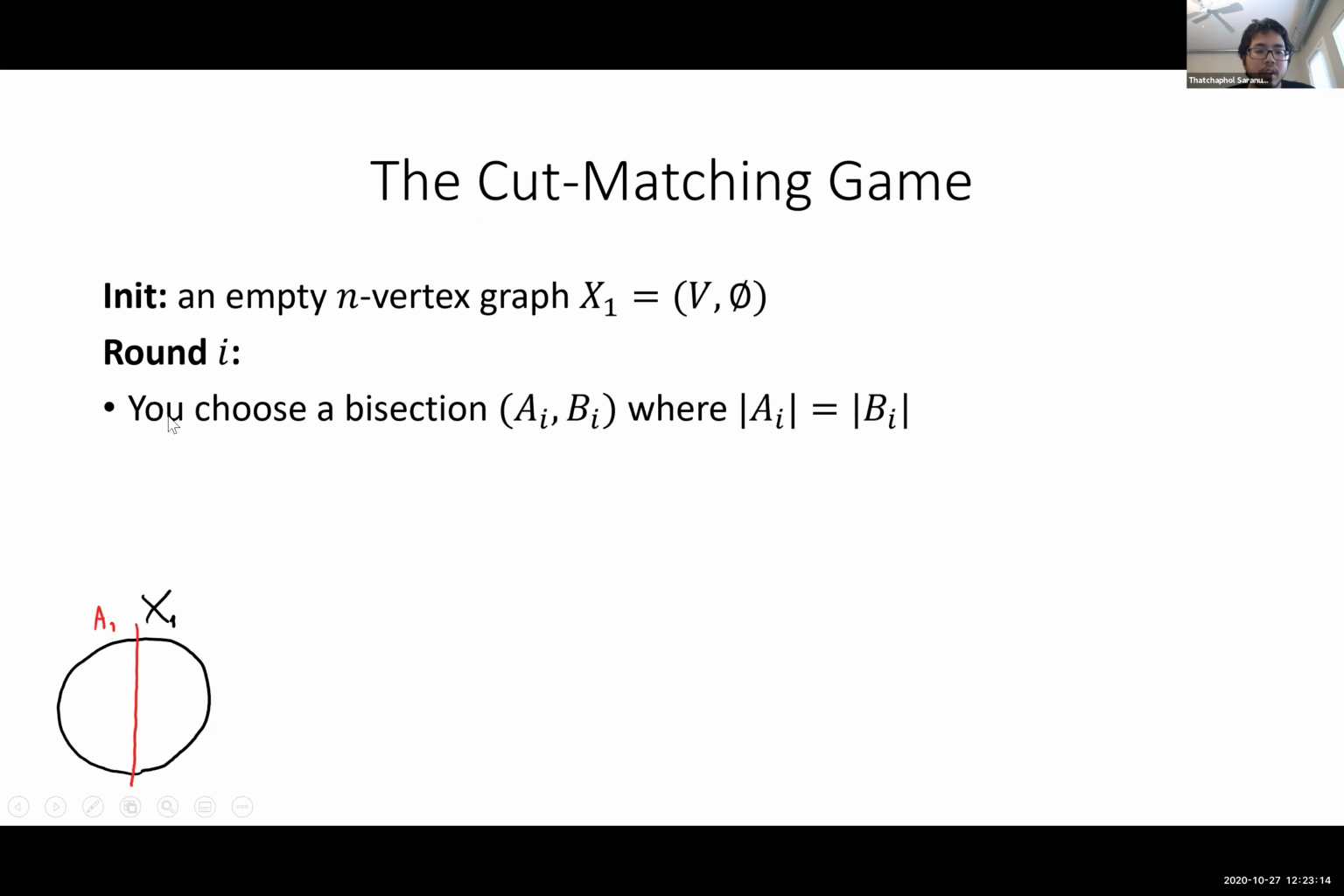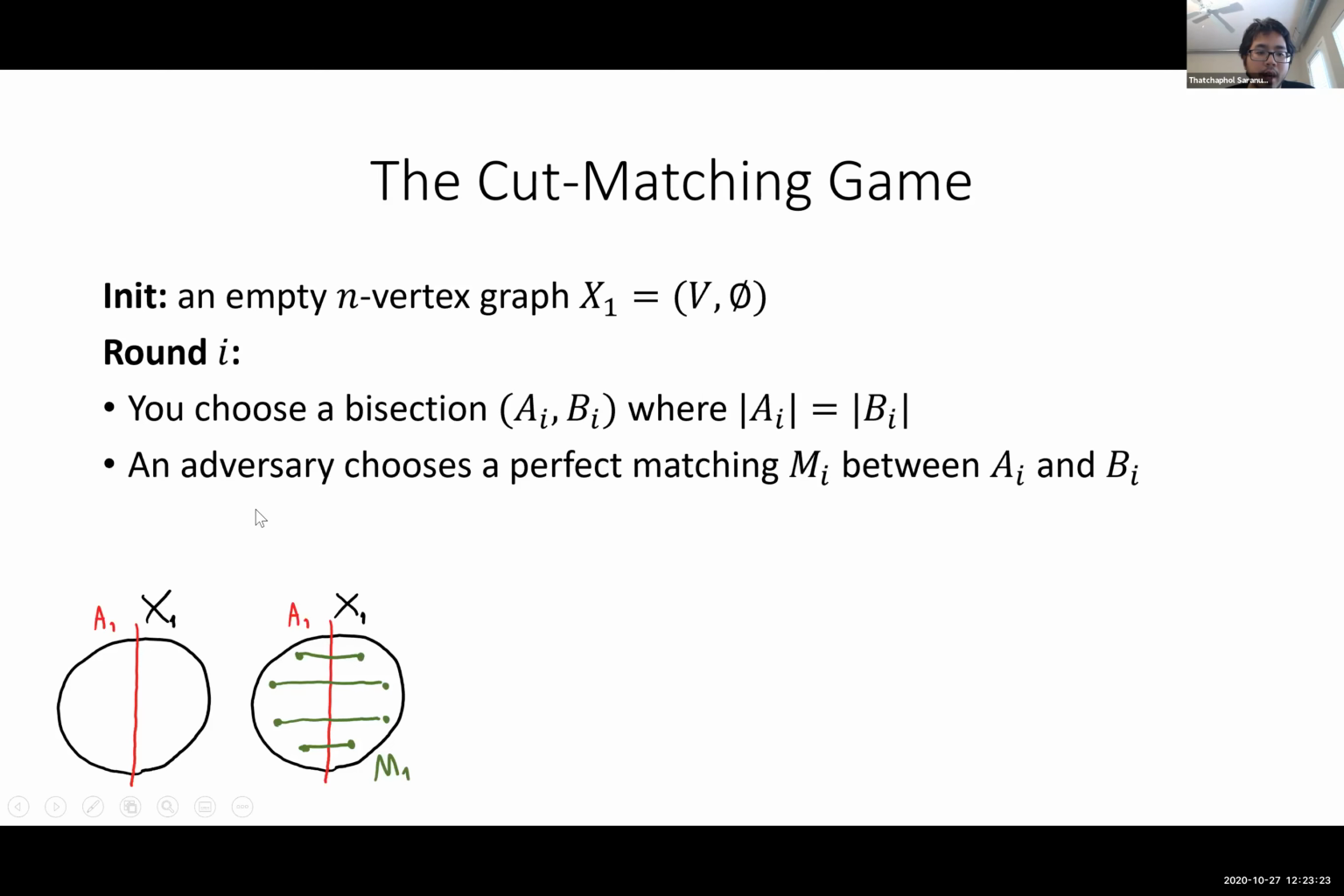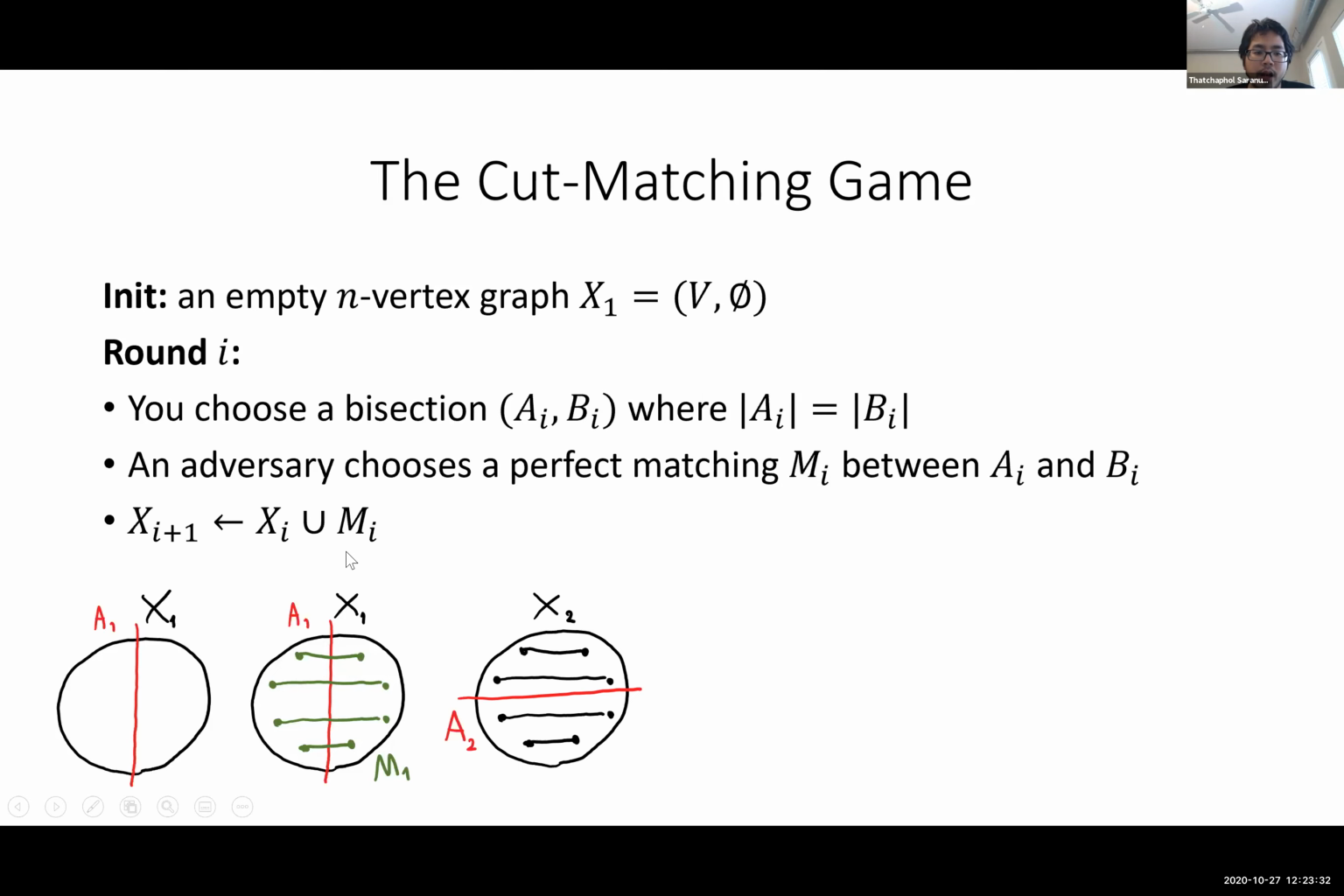In each round, you need to choose a bisection A and B that divide the graph into two sides equally. Then there will be an adversary that chooses some perfect matching M that crosses this bisection. And then you add this perfect matching into the graph. And then you choose the next bisection. The adversary then chooses another perfect matching that you have no control of. It can be adversarial and so on.